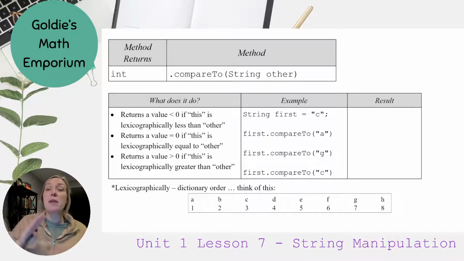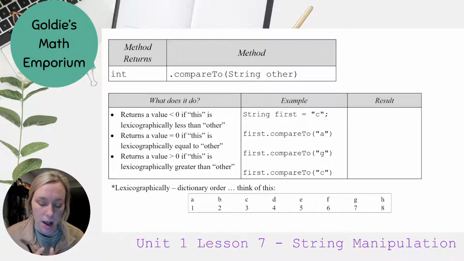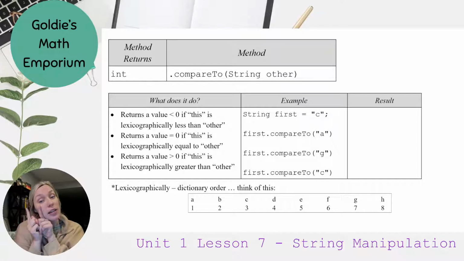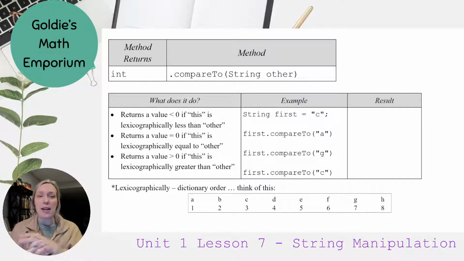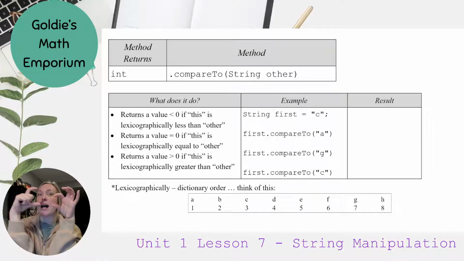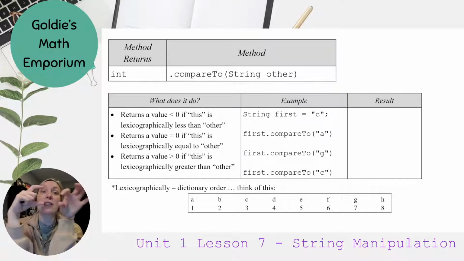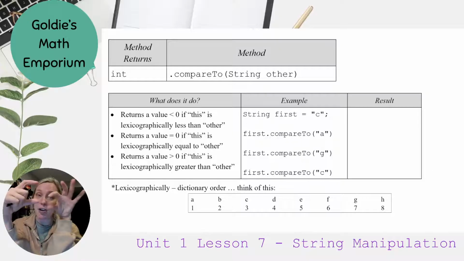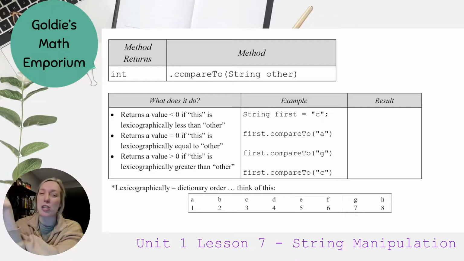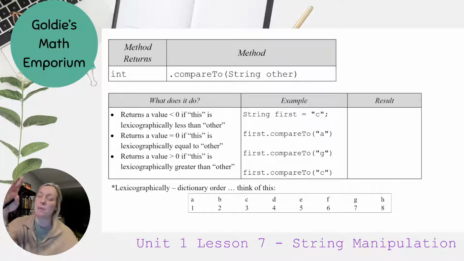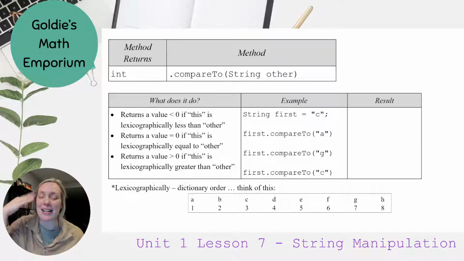It's a little bit beyond dictionary order though, because dictionaries are not case sensitive, right? Uppercase and lowercase don't matter in a dictionary. They do matter in lexicographically ordered values. So because of that, you can't compare a lowercase a and an uppercase a the way you'd expect. It's going to read those as different letters, and based on where they're located lexicographically, it's going to return either a positive or negative number, not a 0 like you would expect.